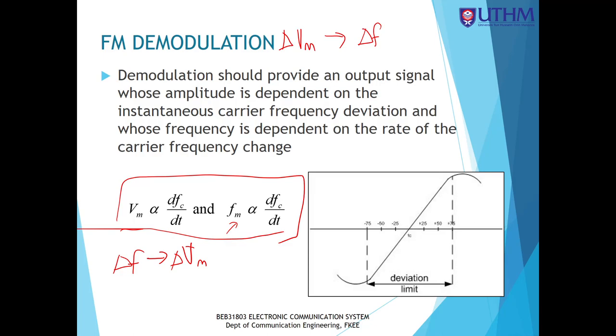Okay, so remember that we want to change from frequency variation to amplitude variation. Sekarang, apa yang kita nak buat adalah kita nak menghasilkan perubahan amplitude disebabkan oleh perubahan frekuensi pada input. Because now we have the FM signal, we want to produce the VMT. So we want to change from VFMT kepada VMT, because we want to find VMT.